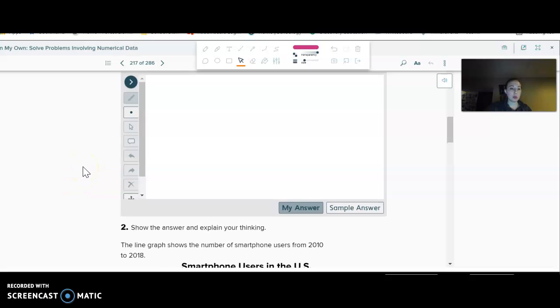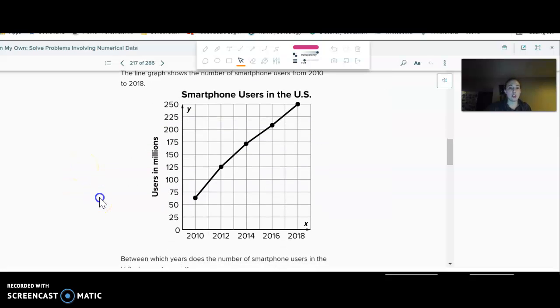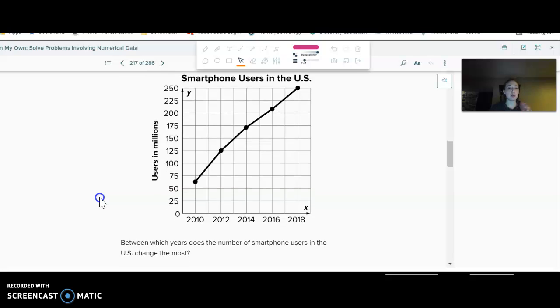All right, so these will all be about the same line graph. So this time, between which years does the number of smartphone users in the U.S. change the most? All right, hope you got it. It's where the line is the steepest. That shows the most change, right? Which looks like here to here. And then we can even do some calculating to double check.